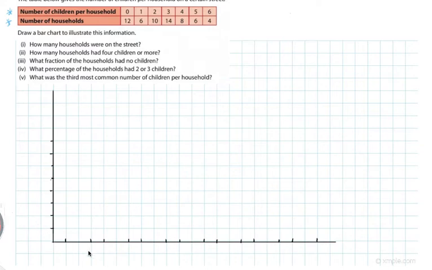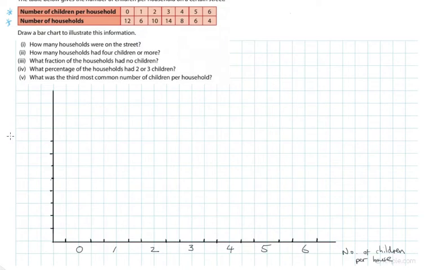Okay, so hopefully you put the number of children per household along the bottom. Number of children, we'll just say per house. All right, that's along the bottom here. So the first one is no kids in a household. Then the next one is 1. Then the next one is 2. Then the next one is 3. Then it's 4. And then it's 5. And then it's a big family of 6.